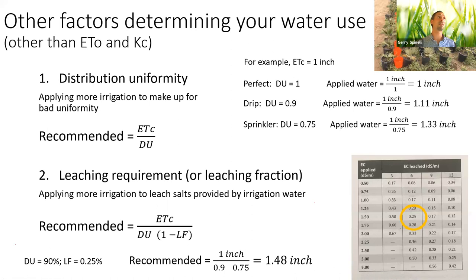And so if it doesn't apply water very uniformly, then you have to apply more water to make up for that bad uniformity, to make sure that those plants that receive less water still receive enough. So the way you calculate how much water you need, you take this ETC, this crop evapotranspiration that you now know everything about.